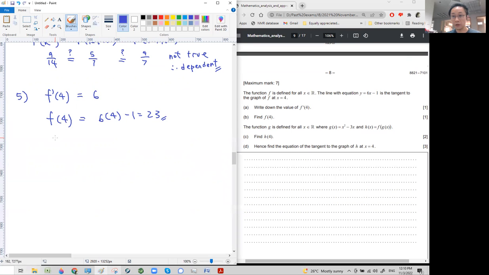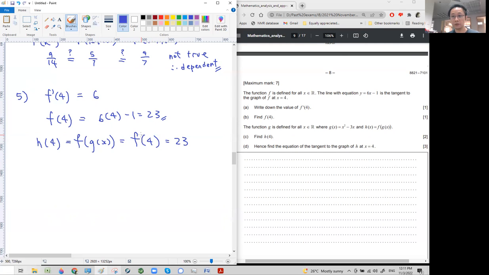And now they give you a composite. They still don't give you the f, but they do give you the g(x) definition. So h(4) now equals f of g of 4. g of 4 is 4 squared minus 3 times 4, so 16 minus 12, which is still 4. And therefore h(4) is still 23.